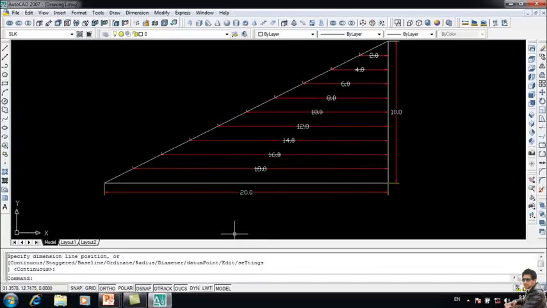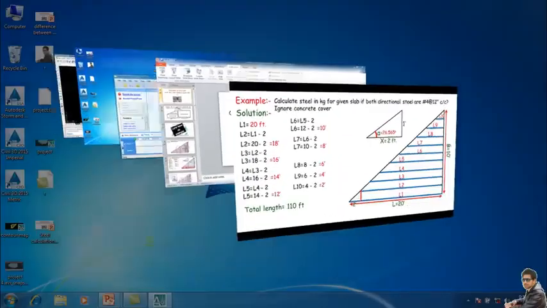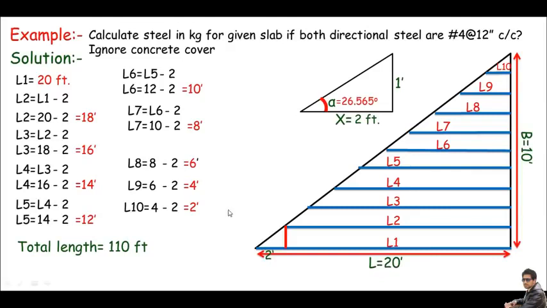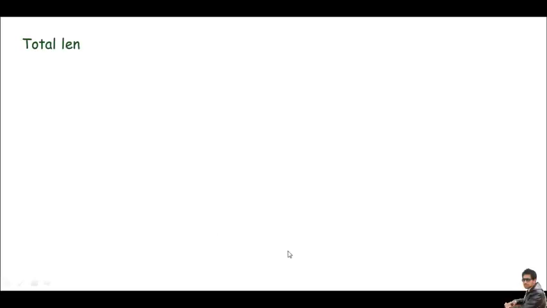I'll come back into my presentation over here. Now I have the total length of these bars. Of course, I can calculate the weight using the same formula I always use, which is the weight of bar must be d square divided by 52.9. This will give me weight in kg per feet. When I multiply L with this, I can get the total weight of all these bars, right?